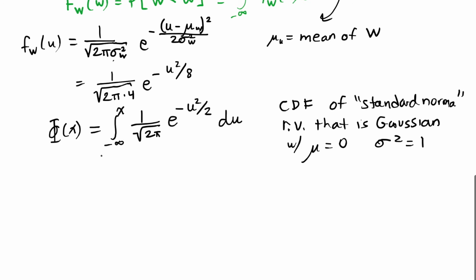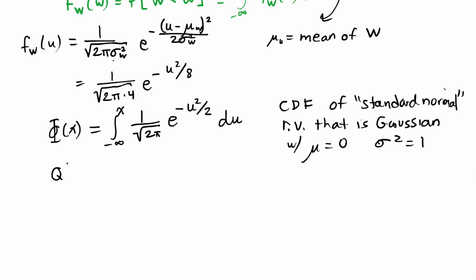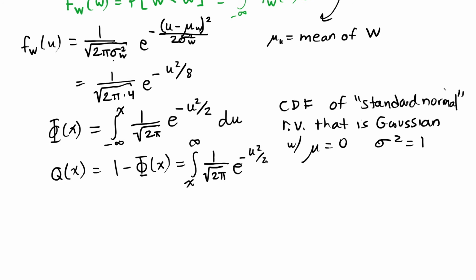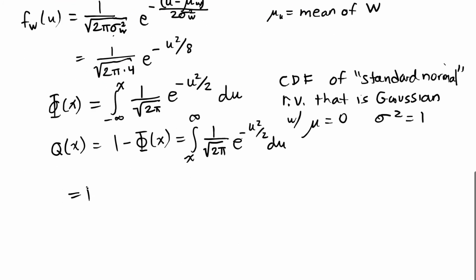Once we've defined this function, what we're going to do is convert our w into a standard normal random variable so that we're able to apply this phi function and use it to get our answer. We're also going to define a Q function, which is the opposite of the phi function, because it is also very common, and it's going to be the integral from x to infinity of the same standard normal density. We had this function here: the probability that w is less than 3.5.